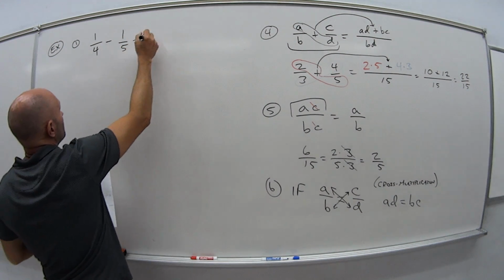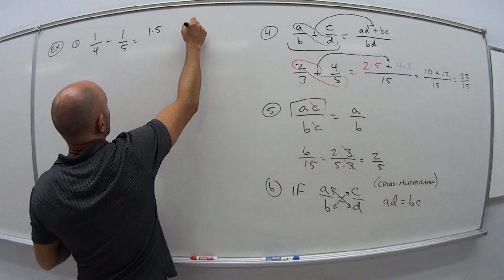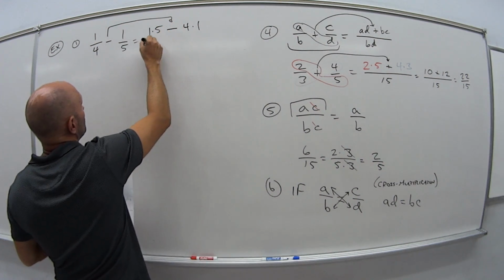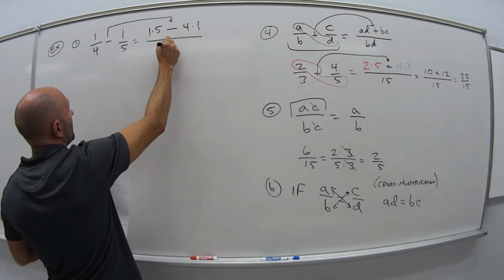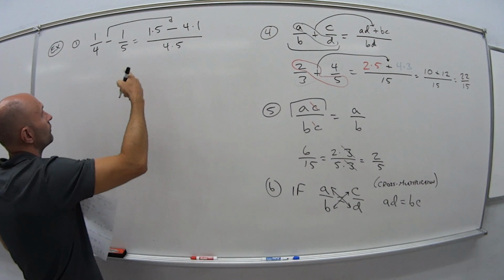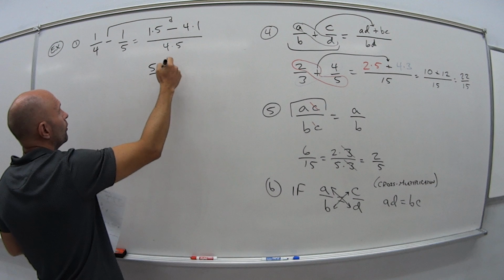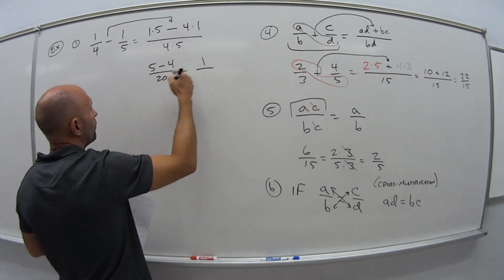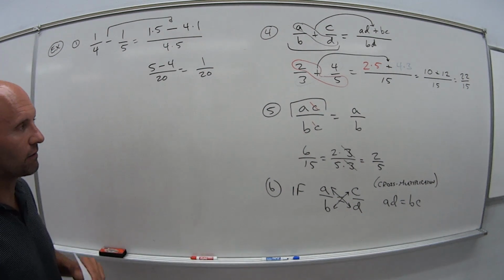1 times 5, 4 times 1, but because of this minus sign, we need to put a minus in between these two. And then the denominator is what? 4 times 5. So simplify that, we got 5 minus 4 over 4 times 5 is 20. 5 minus 4 is 1 over 20, so 1/20.